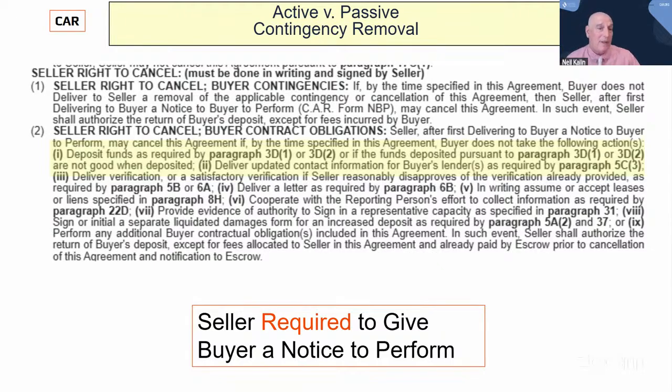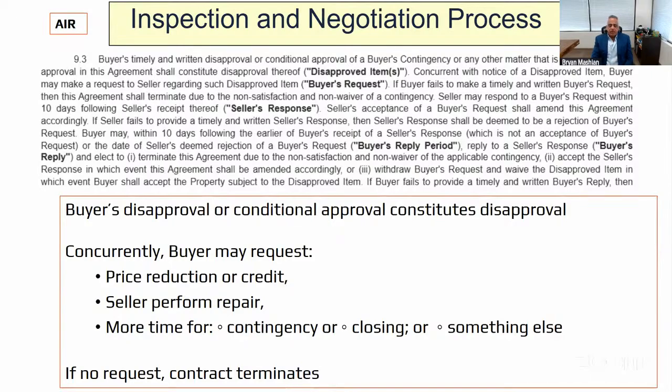Because of that, and also because in residential transactions there tend not to be lawyers involved, there may not be somebody overlooking the transaction from the outside to try to prevent those accidents from occurring. CAR gradually shifted over to the active removal of contingency and has had that for over 20 years now. Can I add something here, please?